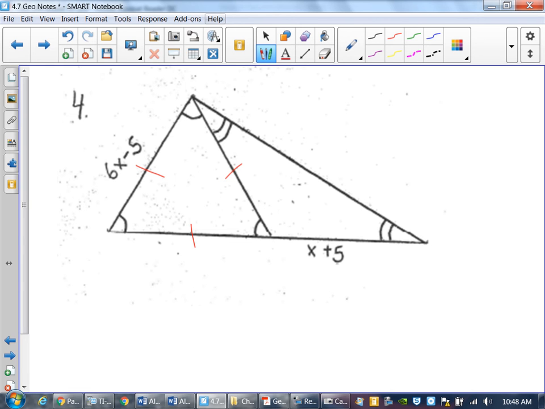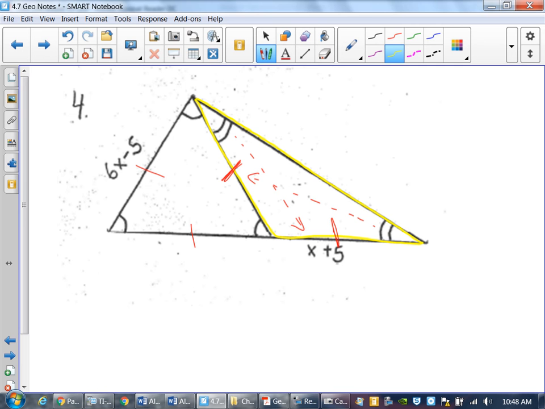Let's go. Now the triangle on the right, the triangle over here, is now what type? It's isosceles. It's an isosceles triangle. They're giving you the base angles. The base angles are pointing at the sides that are congruent, which means if this side has a single tick mark, this side needs a single tick mark. Therefore, what do you know about 6x minus 5 and x plus 5?